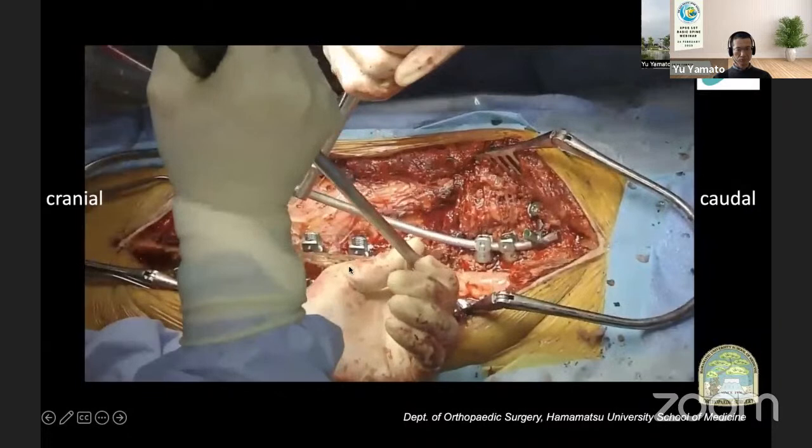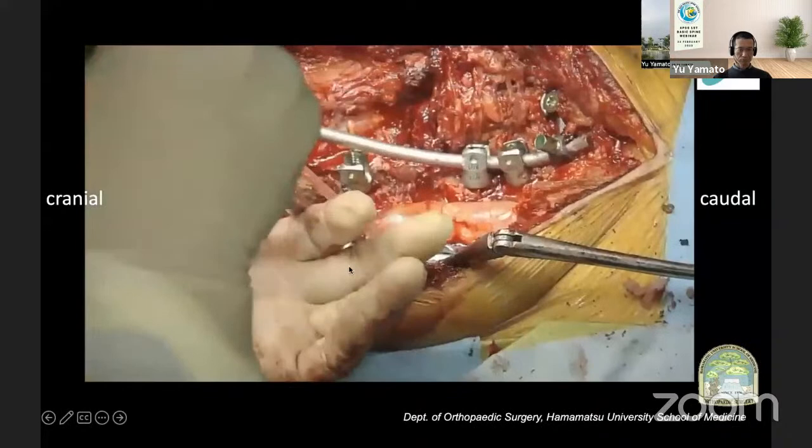This is an L4 PSO case. We can see the pelvis largely anteverted.